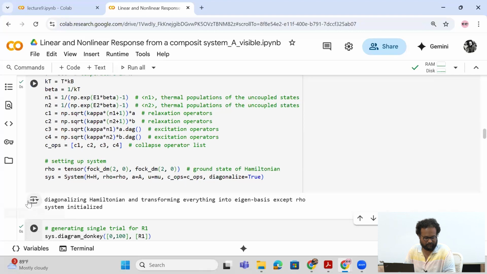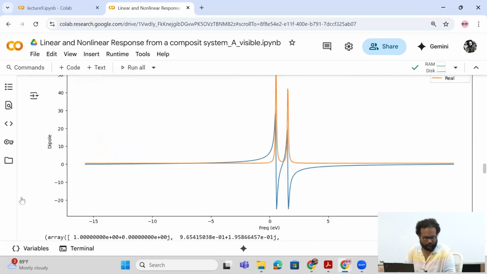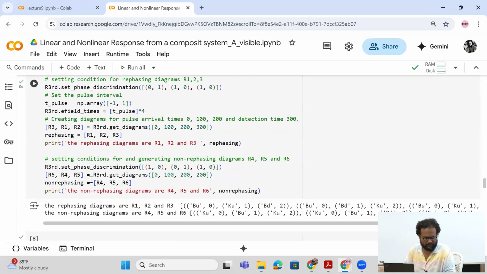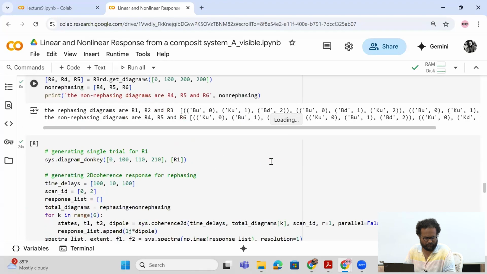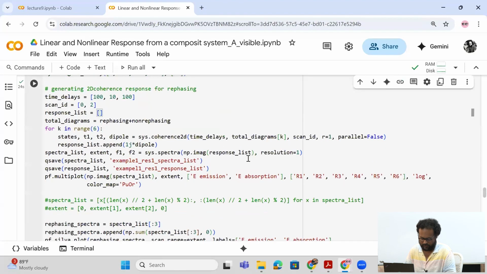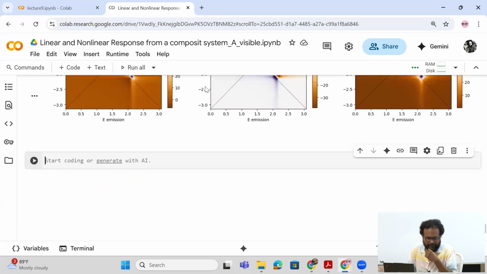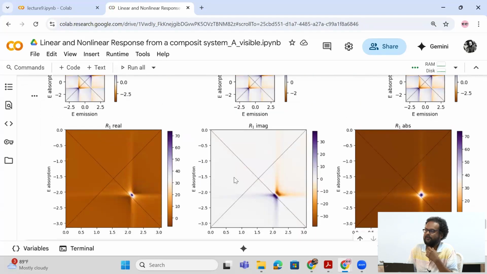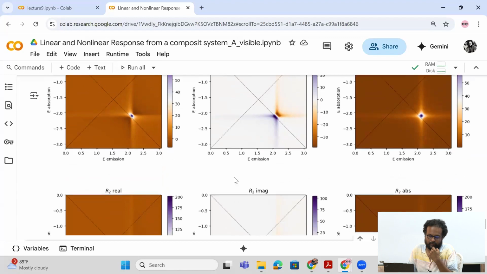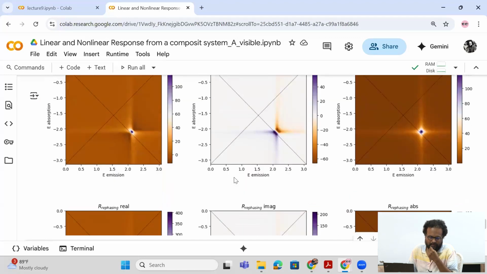Okay, the system has been diagonalized. Let's directly go and calculate our nonlinear response. This is already done, so we don't have to run this again. Okay. Run this. There you go. What do you see? Only a singular transition. That's because there is no coupling between the two. Okay? Makes sense? So you're able to capture that nonlinear response pretty well.